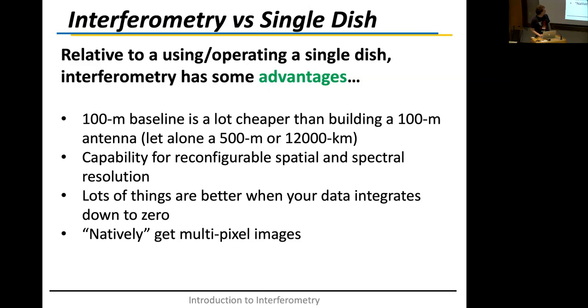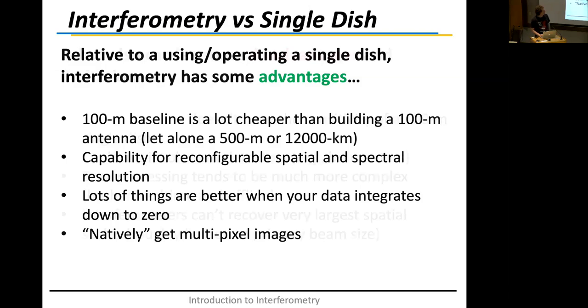And the other nice thing is that for a single receiver, you kind of natively get multi-pixel images. You don't have to slew the telescopes around. You can just point at a single position on the sky and you get a multi-pixel image out. Whereas if you point a single dish at a single position on the sky, it's a one-pixel camera, right? So you don't necessarily get multi-pixel images out.